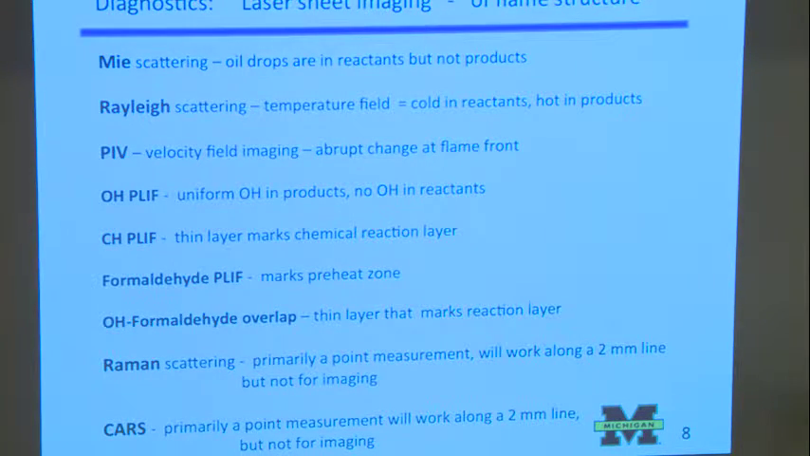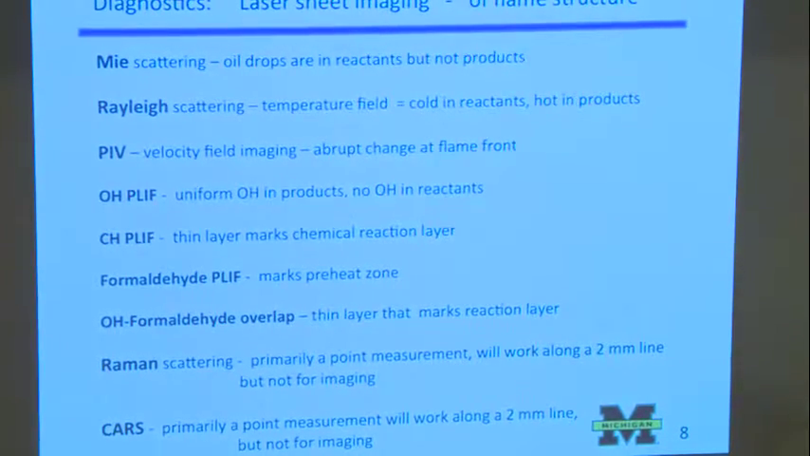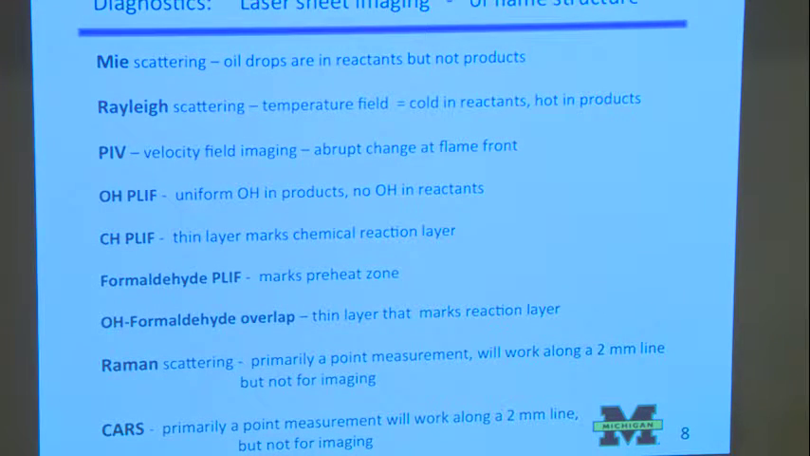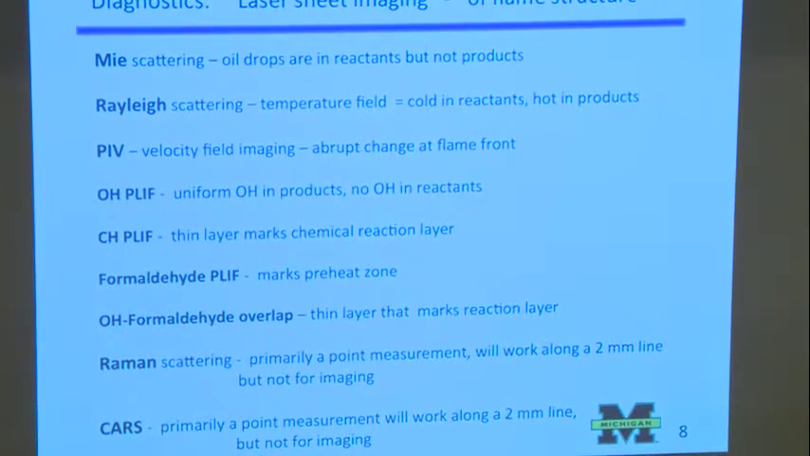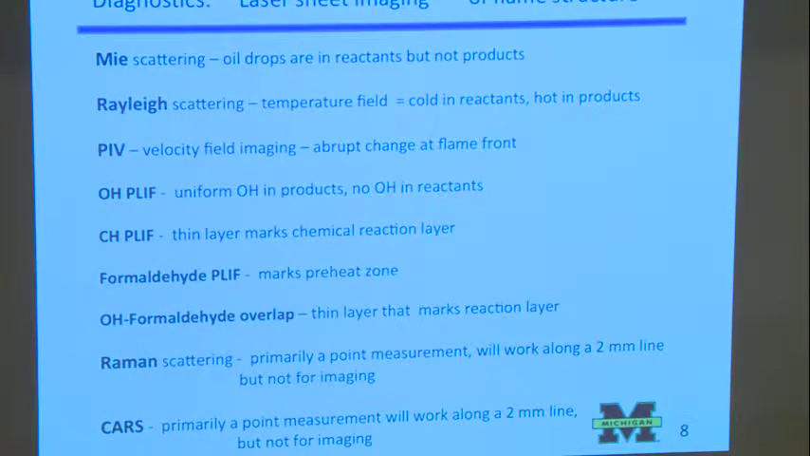CH, on the other hand, is a radical that only exists for very short times at very high temperatures. So if you can image CH, we argue that it marks a chemical reaction layer. But there's an argument as to what chemical reaction layer you are talking about. Now, if you run Chemkin, you can compute CH, but not with a whole lot of confidence. CH is a very hard radical to compute with any chemistry scheme. So you can see sort of where the chemistry occurs with CH.